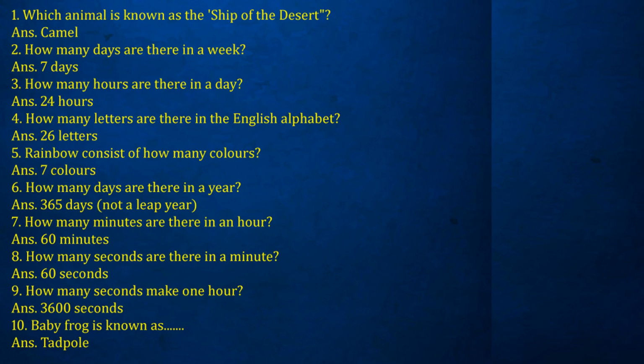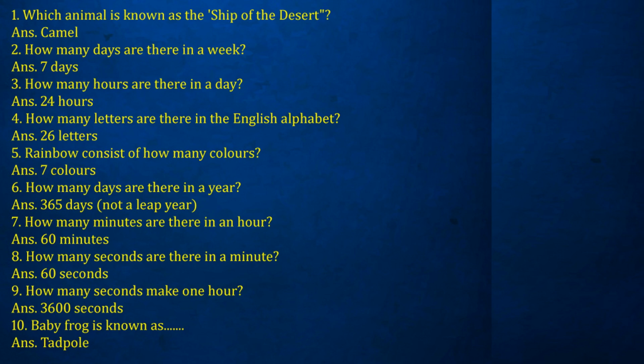Ans. 7 colors. 6. How many days are there in a year? Ans. 365 days. 7. How many minutes are there in an hour? Ans. 60 minutes. 8. How many seconds are there in a minute? Ans. 60 seconds. 9. How many seconds make 1 hour? Ans. 36 seconds. 10. Baby frog is known as?